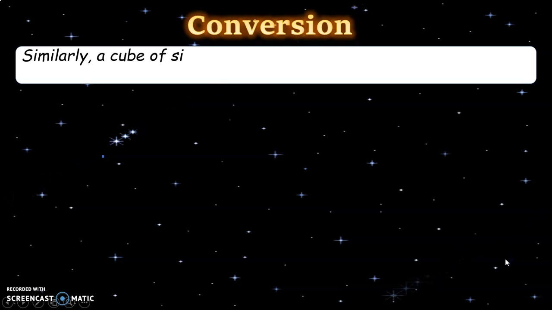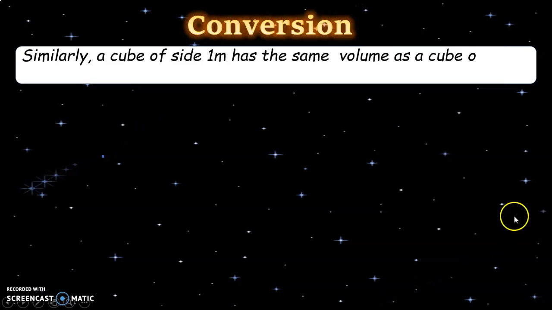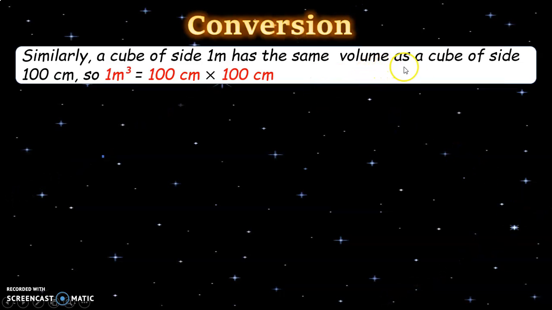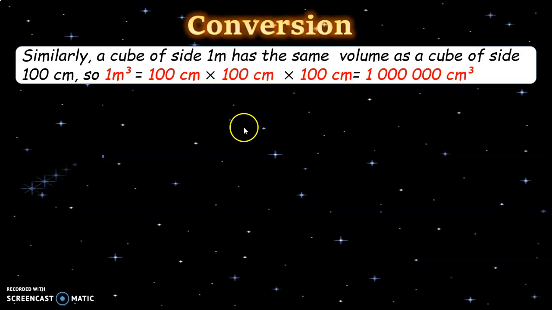Similarly, a cube with a side of 1 meter has the same volume as a cube with a side of 100 centimeters. In other words, 1 meter is equal to 100 centimeters. So 1 meter cube is equal to 100 centimeters times 100 centimeters times 100 centimeters, which is equal to 1 million centimeter cube.